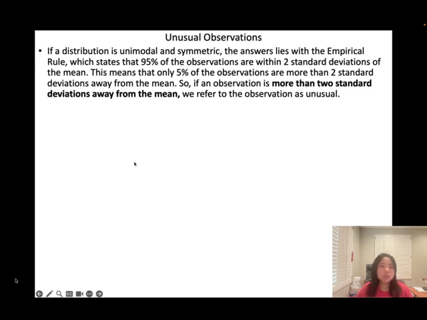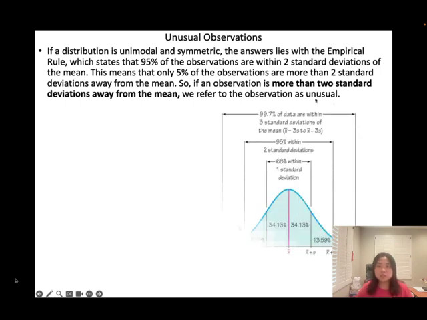Unusual observation. If a distribution is unimodal and symmetric, the answer lies with the empirical rule, which states that 95% of the observations are within 2 standard deviations of the mean. This means that only 5% of the observations are more than 2 standard deviations away from the mean. So, if an observation is more than 2 standard deviations away from the mean, we will refer to the observation as unusual values.